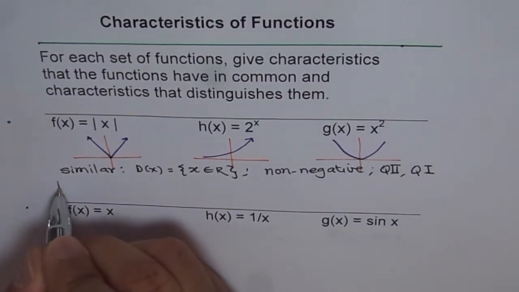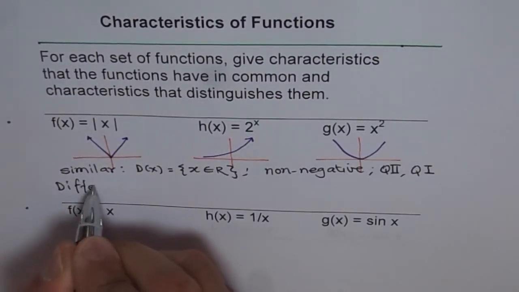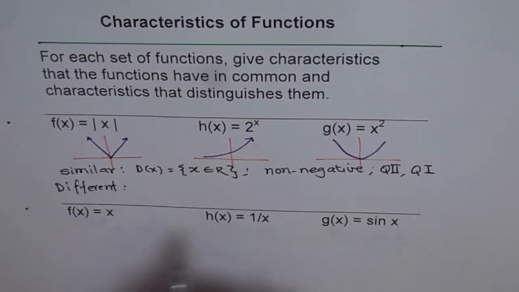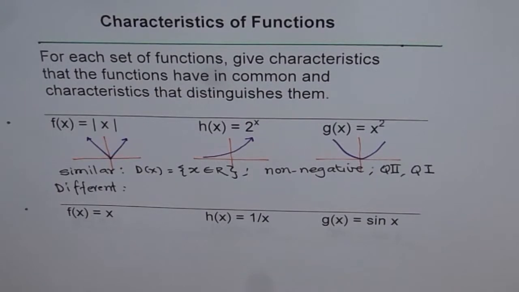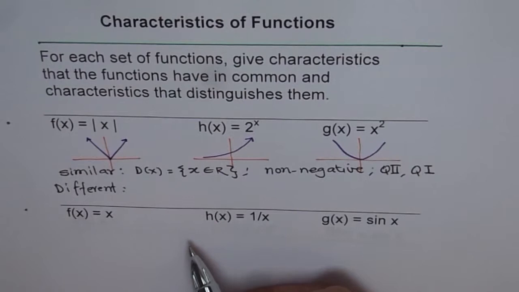Now let's find how are they different. Isn't that wonderful? Having 3 at a time, how are they different? Now this is a very, very difficult question to answer. How are they different? Now as far as the difference is concerned, how is the nature of the curve? That could be a difference, right?